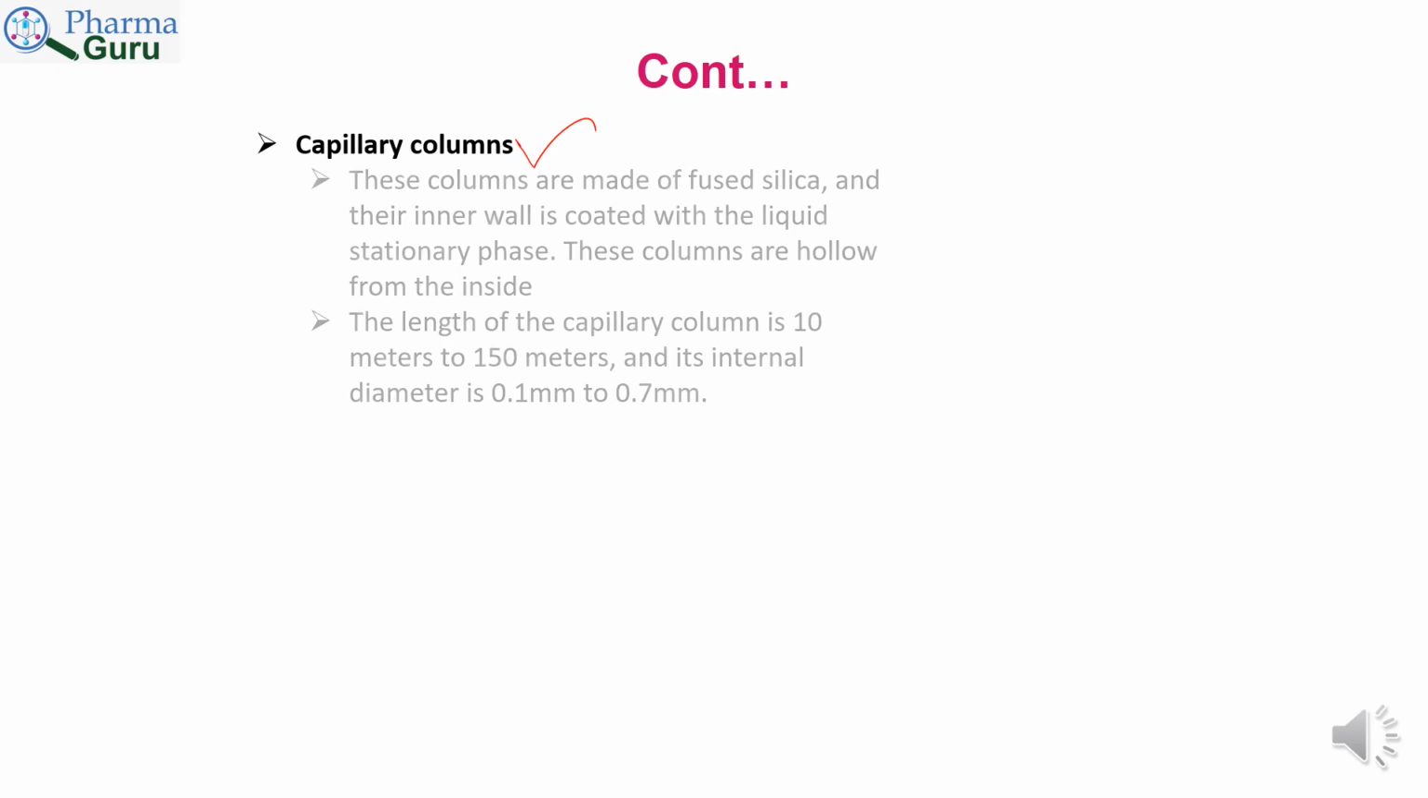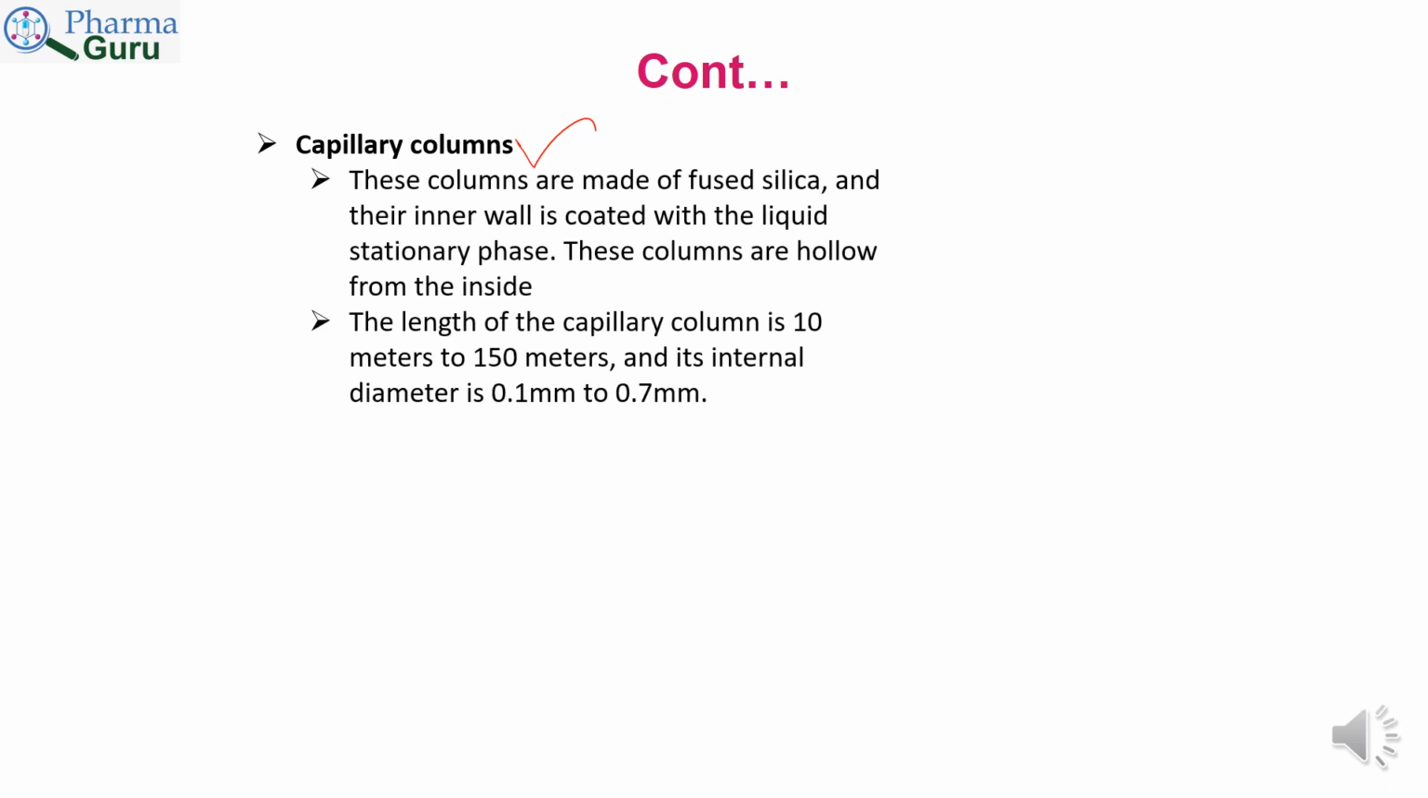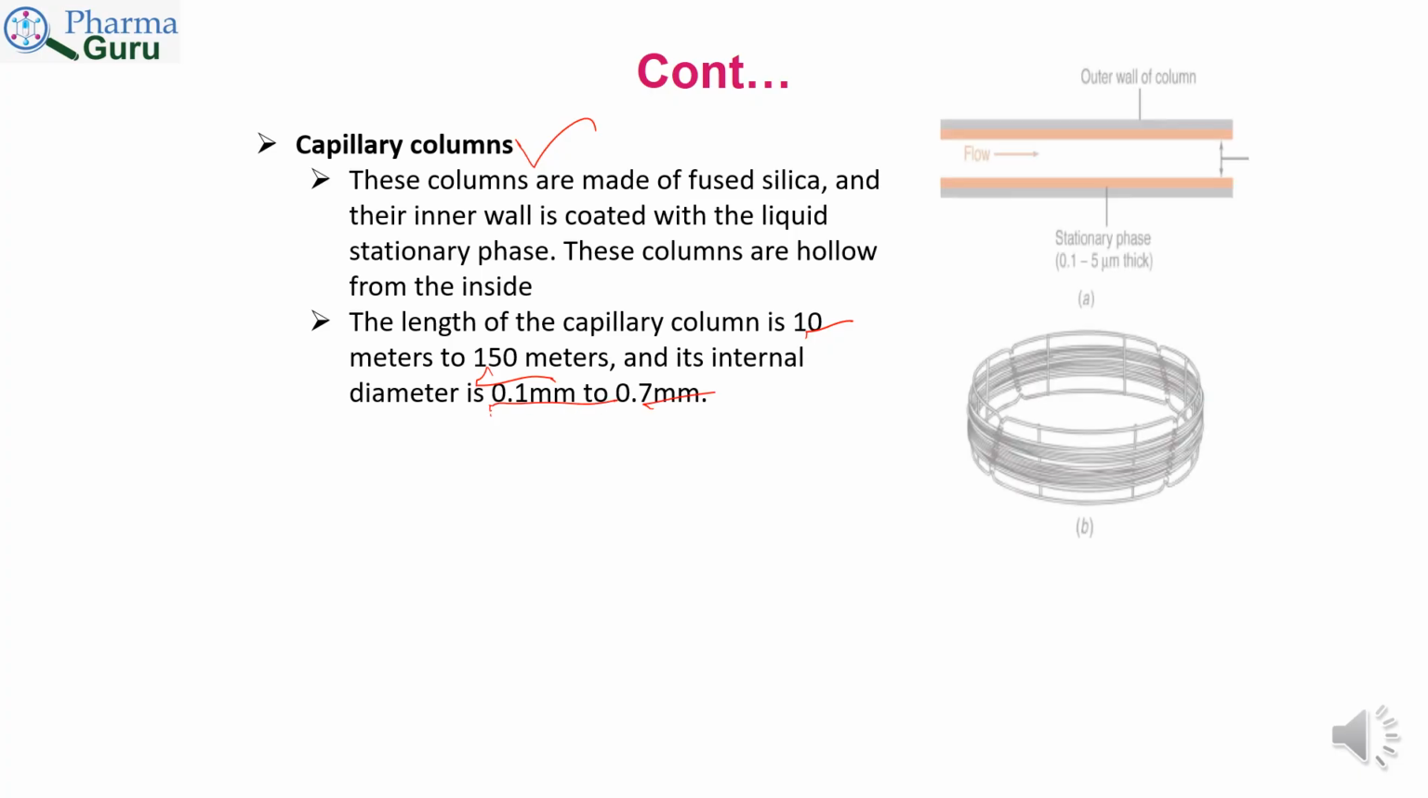Capillary columns. These columns are made of fused silica and their inner wall is coated with liquid stationary phase. These columns are hollow from the inside. The length of the capillary column is 10 meter to 150 meter and its internal diameter is 0.1 mm to 0.7 mm. See, this is the picture of the capillary column. Its length is 10 meter to 150 meter.